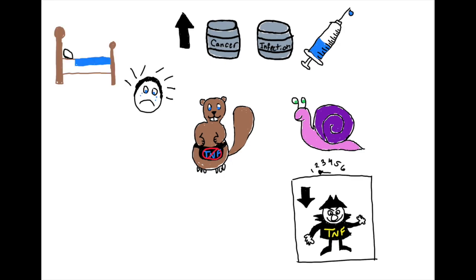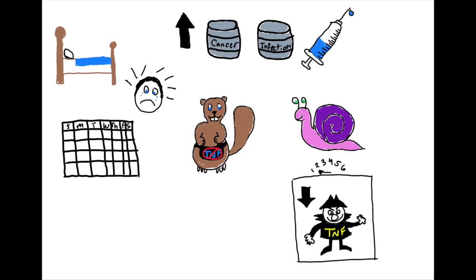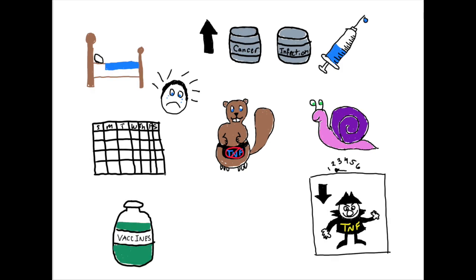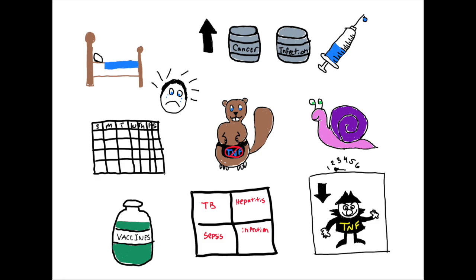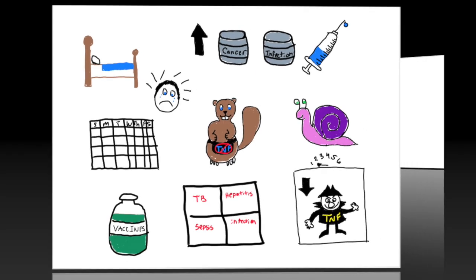Common side effects are drowsiness and headache, shown by the bed and the crying man, so make sure to educate patients. Routine monitoring of labs such as white blood cells and platelets, monitoring for infection, shown by our calendar. Make sure to not give live vaccines to patients, shown by our vaccine jar. And most importantly, before administering to patients, screen patient for TB, hepatitis, sepsis, infection, and cancer. TNF blockers slow the inflammatory process, so these can be deadly for patients.